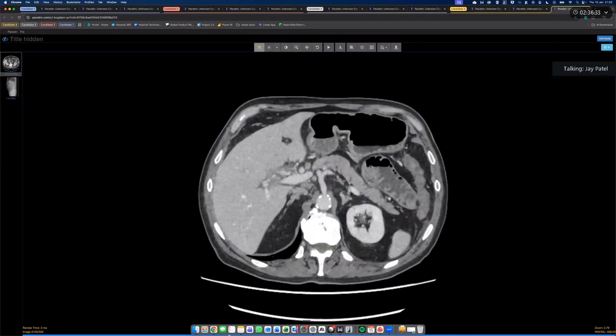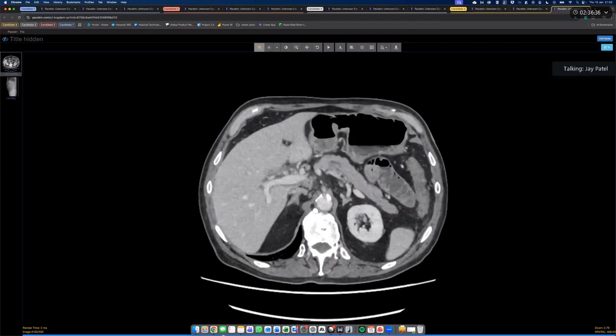Now, a couple of tips for gallstone ileus. Remember, the gallstone is not always calcified. So, gallstones, when you see them in the gallbladder, sometimes you can't see them. Agreed? Yes, yeah. On CT.